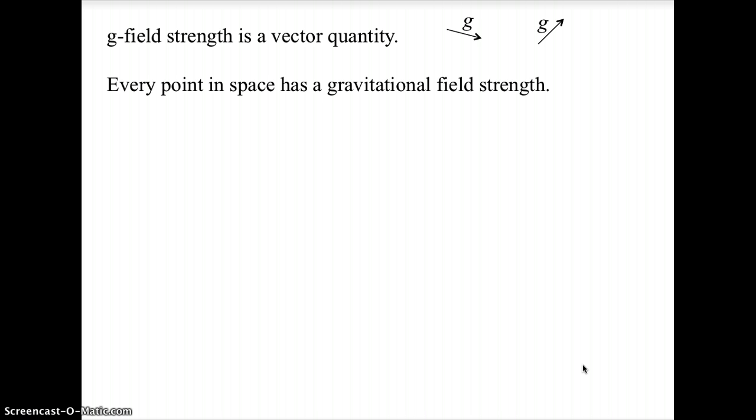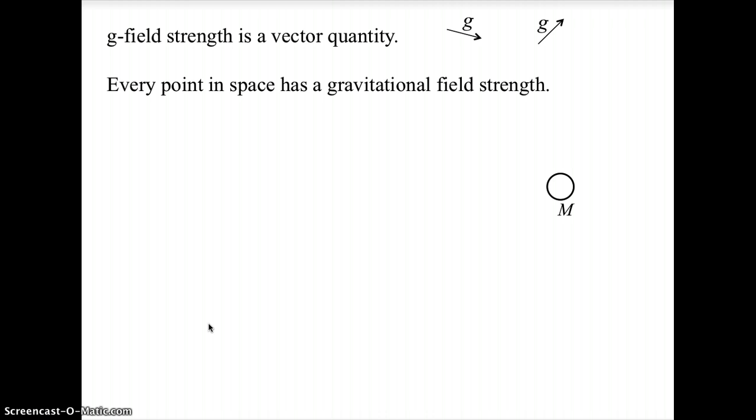And gravitational field strength is a property of points in space. So in fact, every single point in space has its own gravitational field strength. Two different points in space might have the same number as the field strength, or they might have different numbers as the strength, depending on how strong the field is at those two points.